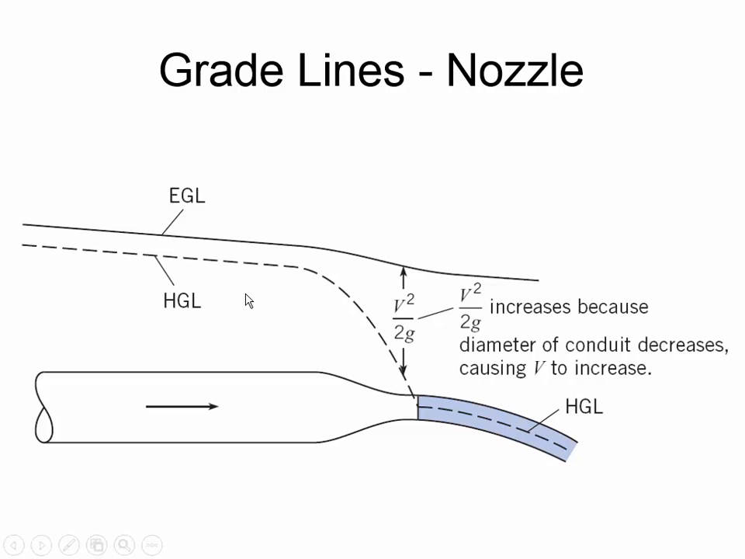And if you have more velocity head, then the distance between the EGL and the HGL is going to be greater. And then once the water jets outside of the orifice, the HGL is on the water surface itself, but the EGL is above the water surface because there's still some velocity head in the flow as the water is spraying out of the orifice.